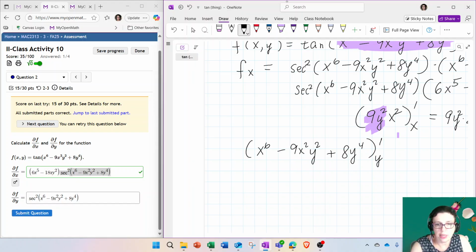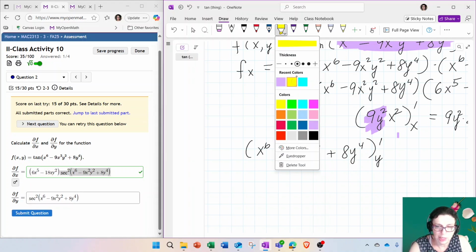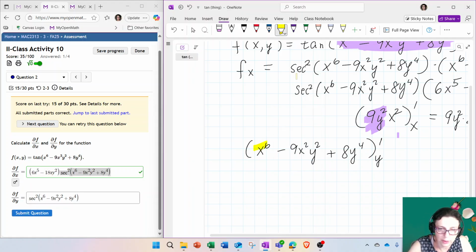All right, so first, identify if there are any terms that do not have a y. Well, this one doesn't have a y, right? So that's going to drop out. Okay, so what will happen? 8y to the 4th doesn't have an x. So that's a normal derivative. So we just bring 4 down, that becomes 32y cubed.